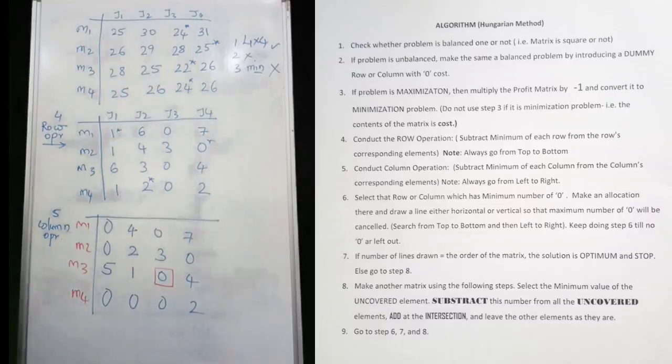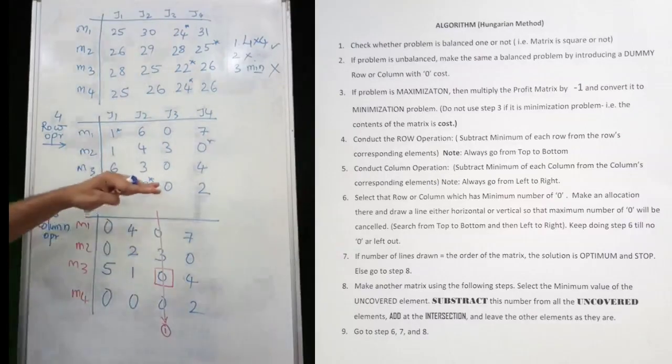So here I have to draw a line vertically to cancel the maximum number of zeros, and I call this allocation number 1. Alright. Now we'll continue the allocation. Again start the step 5. Okay, that is step 6. Select the row or column which has the minimum number of zeros, make an allocation, and cancel the maximum number of zeros by drawing either a line vertical or horizontal.